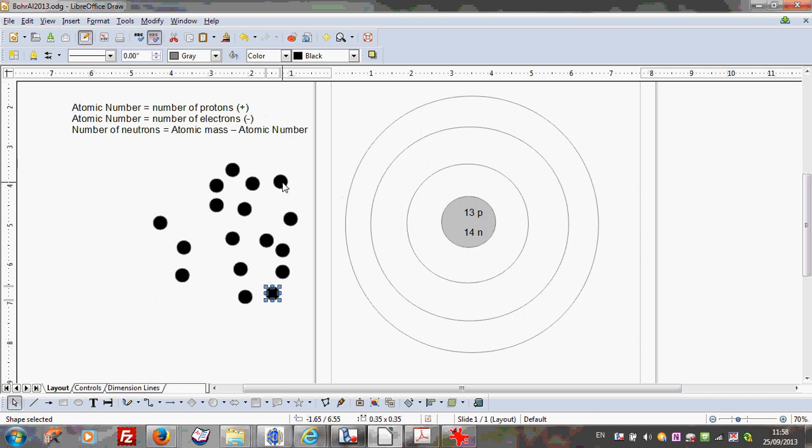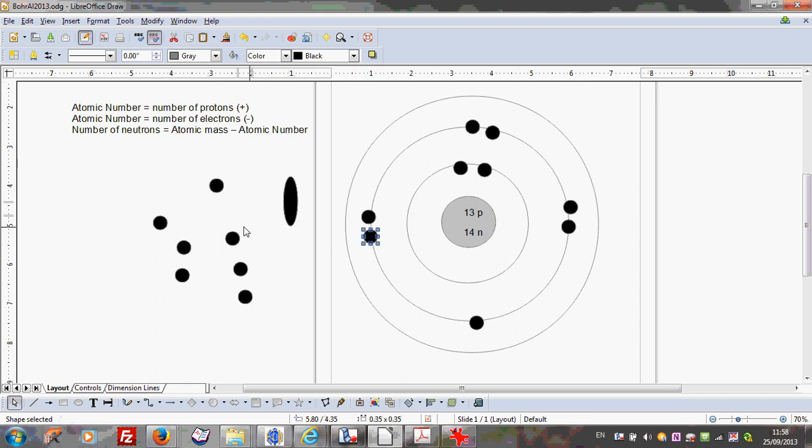The first shell can have up to 2 electrons. Because it's filled, we're going to pair them. The next one can have up to 8. So what I do is put them in the north, south, east, west directions. And so I still need more, because I need 13 total. So the second time around, I'm going to pair them up. And as to why they're paired up, you'll learn about that in grade 10.